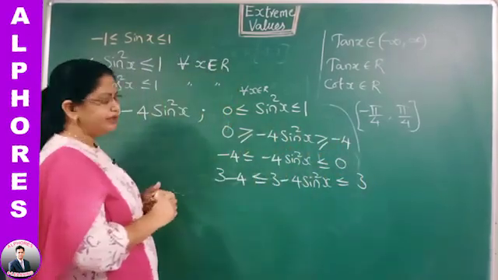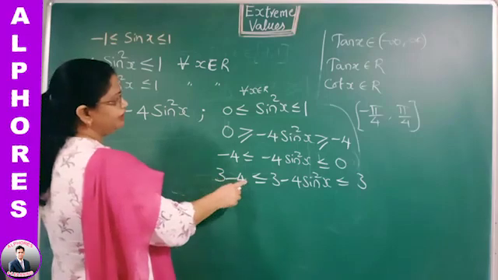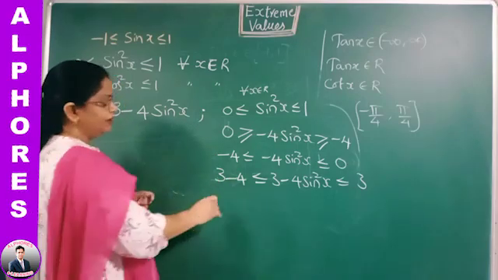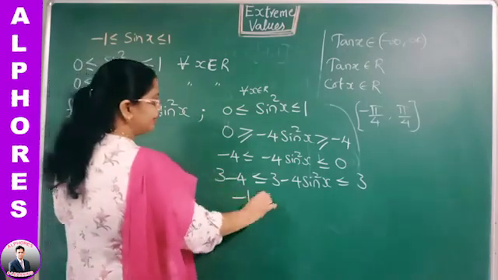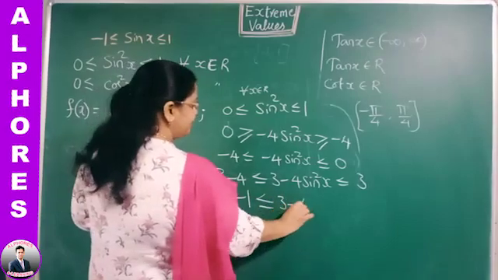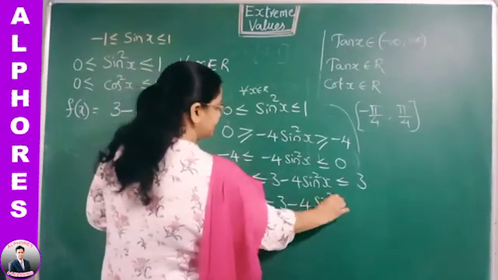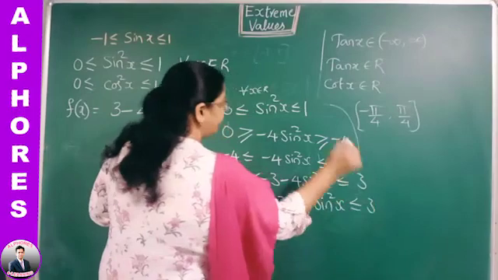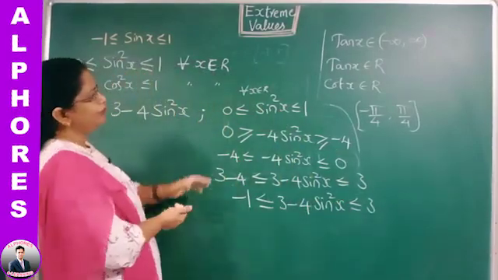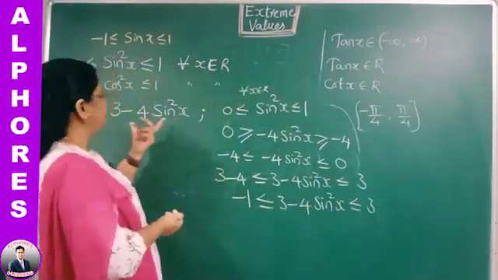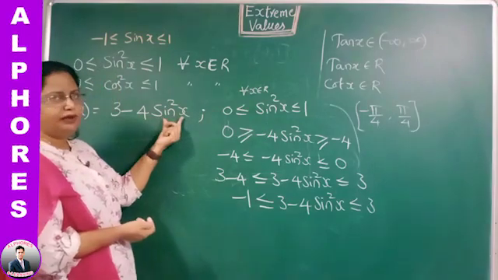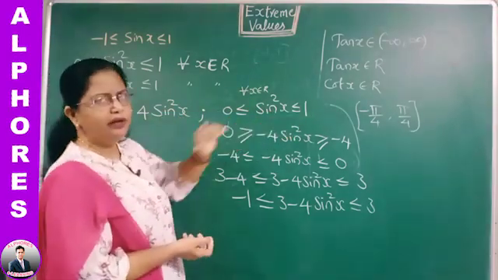Got it, students? Now what about this value here? So we added 3. This becomes minus 1 less than or equal to 3 minus 4 sin square x, and this is less than or equal to 3. So what is our known inequality here? In this problem, sin square x you know about, it is in between 0 and 1.